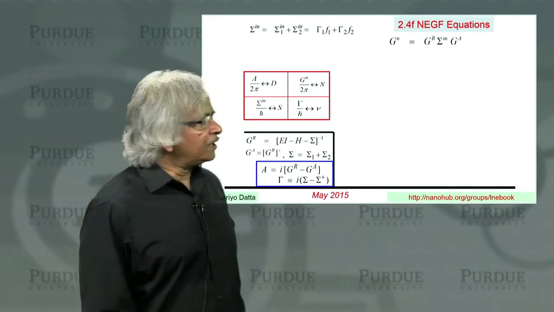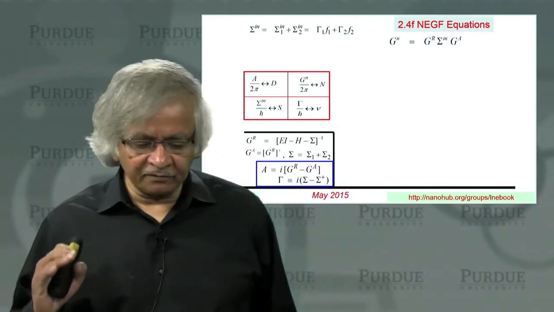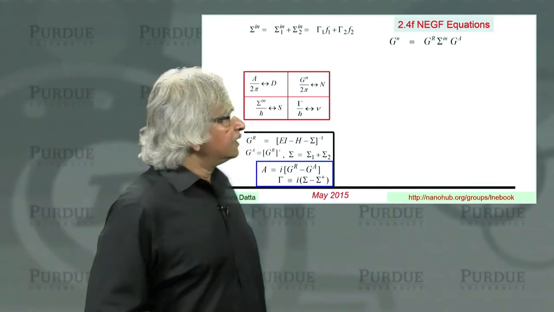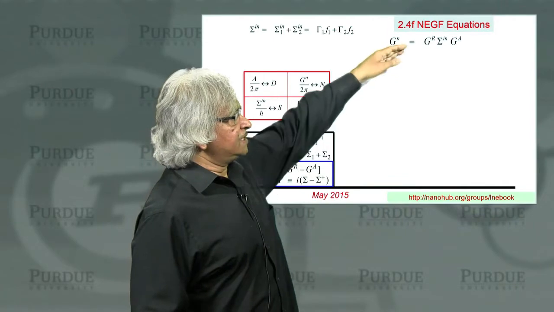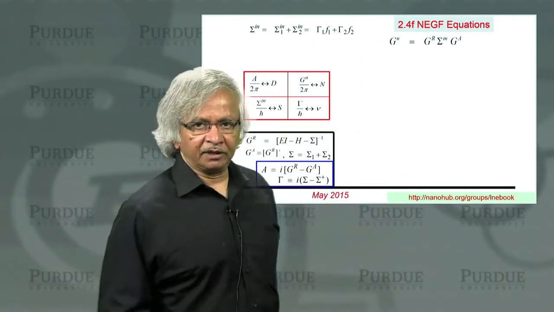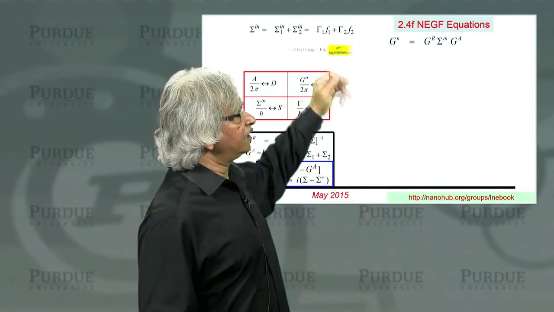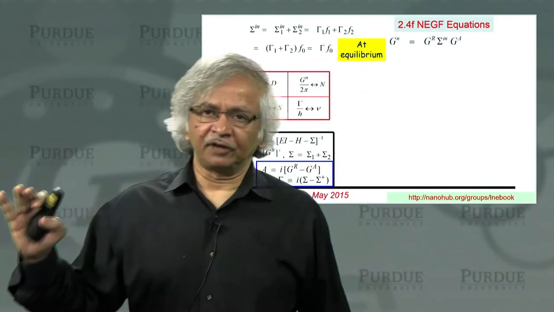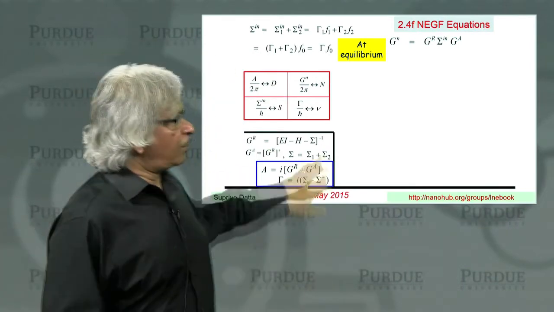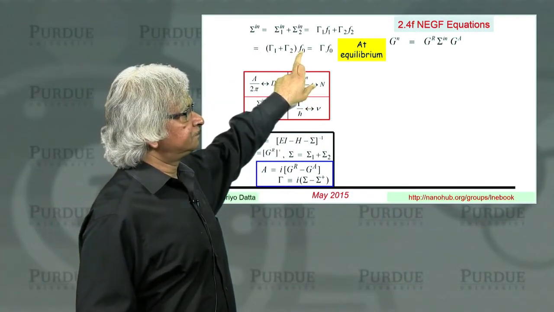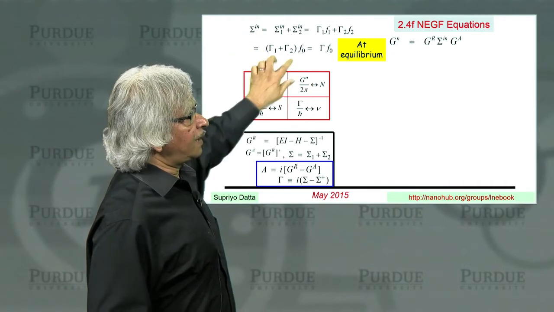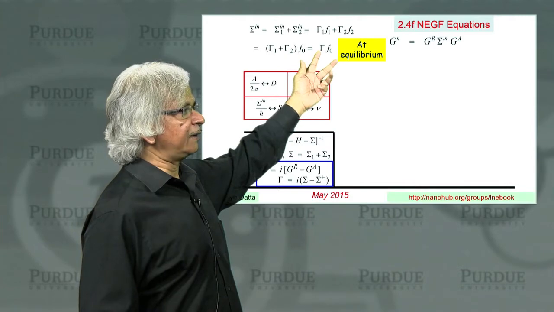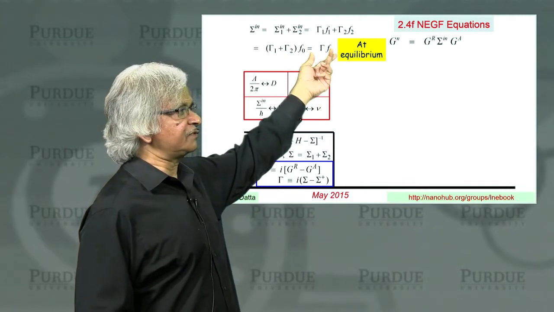Now, one interesting check to make, and this gives us a very important identity that you should be familiar with: these are general equations under non-equilibrium conditions. But supposing we had an equilibrium situation, which means the two contacts had exactly the same Fermi function, F1 and F2 both equal to F0. Well, in that case, sigma n would be gamma 1 plus gamma 2 times F0. And the sum of the two, that's what we have called gamma. So at equilibrium, this is gamma times F0.